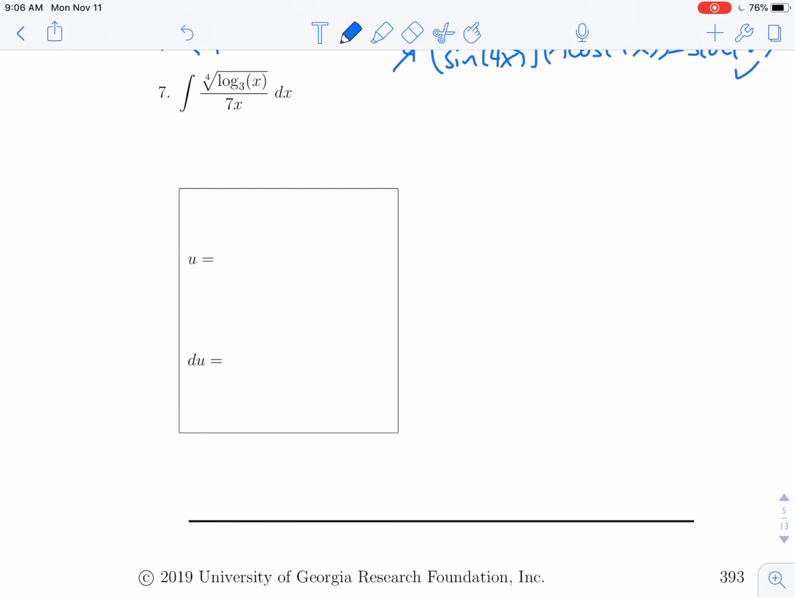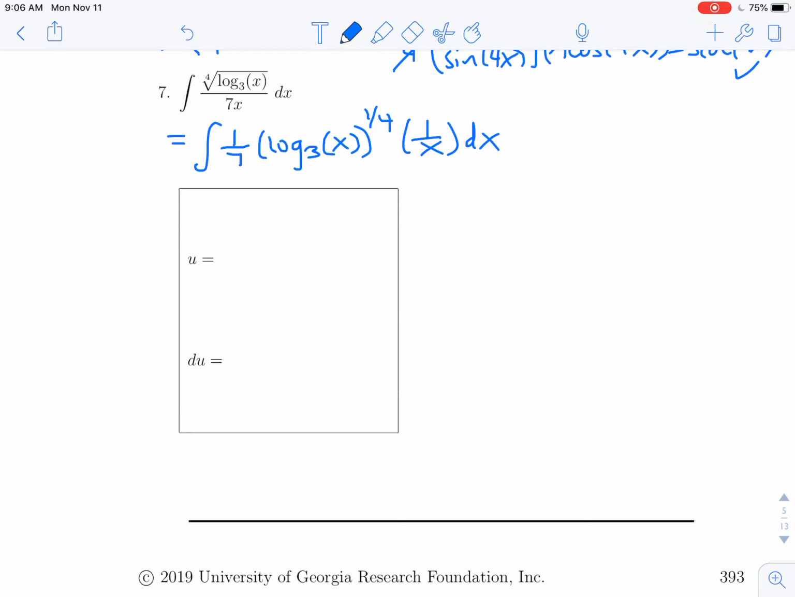Guided exercise number 7 is the indefinite integral of the fourth root of log base 3 of x all over 7x dx. Before I try to do anything with this, I'm going to separate out the parts, and deal with that fourth root by writing it as a power. I realize that I can break this up as the indefinite integral of 1/7 times log base 3 of x to the 1/4 times 1 over x times dx.